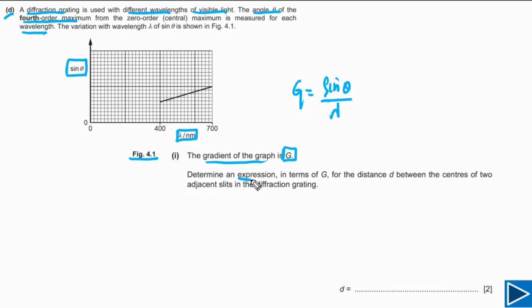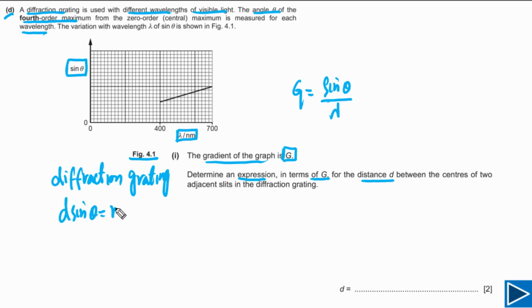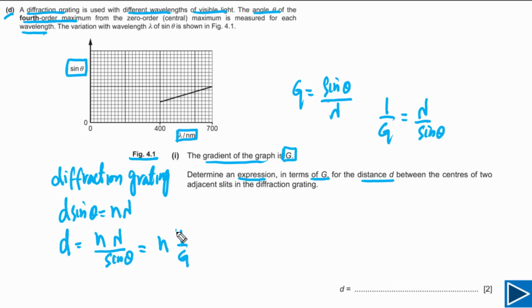We need to determine an expression in terms of capital G for the distance d. So first you can start from here. For a diffraction grating, we simply understand d sine theta is equal to n lambda. We need to find d. So simply we can write down d is equal to n lambda over sine theta. If we look at g, this is equal to sine theta over lambda. If we write down 1 over g, this will be equal to lambda over sine theta. Now we can simply replace lambda over sine theta with 1 over g.